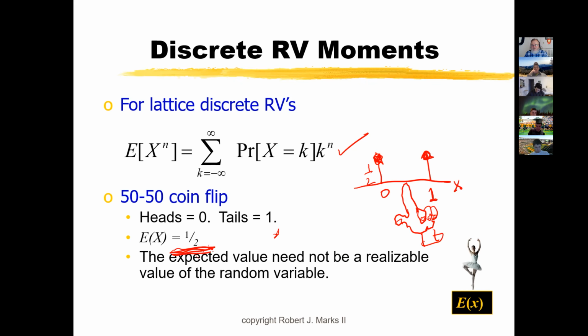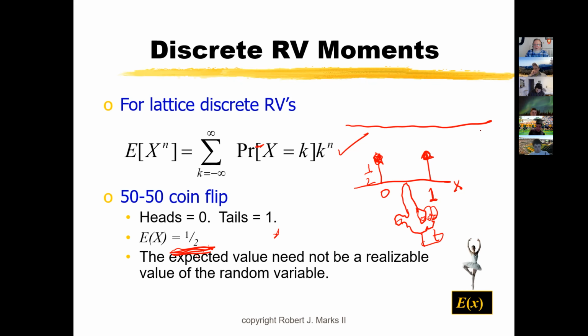Now that's kind of obvious, but here's what's curious about this. You ready for what's curious about this? The expected value can be something which you can never get experimentally. You can never flip a coin and get a value of a half. It always has to be a 0 or a 1. So the expected value need not be a realization of the random variable. I find this very curious, because you would expect the expected value would be something that we could have as a realization of the random variable.